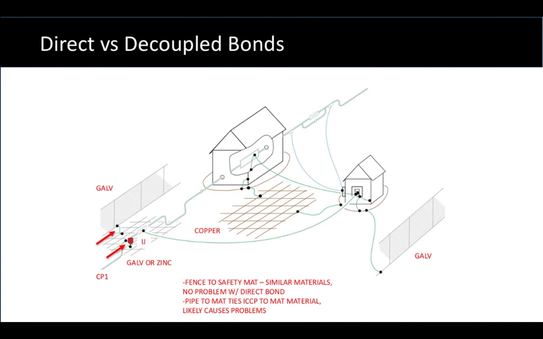But in the case of the cross-country pipeline, we've labeled it CP1, that's an impressed current system that we would not want to bond directly to a grounding mat system, even if it were zinc or galvanized steel. It's going to create an extra demand on the impressed current system, and it might affect cathodic protection potentials. So we would use a decoupler in series in that bond.